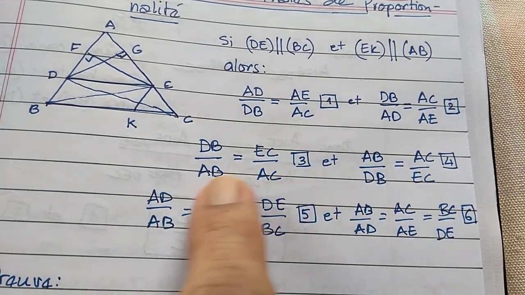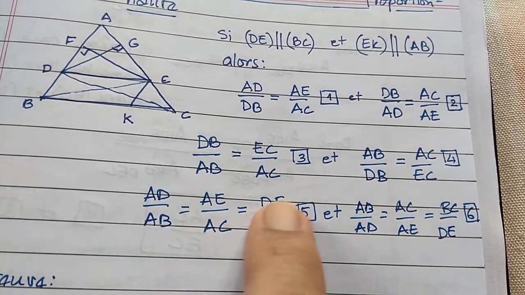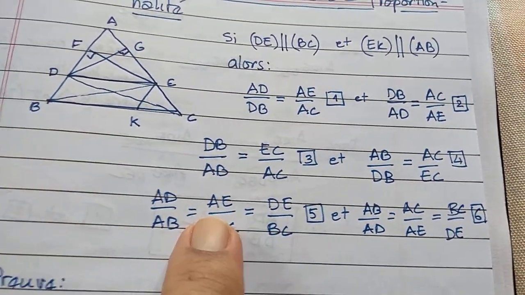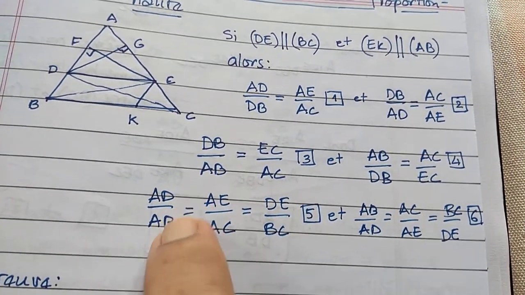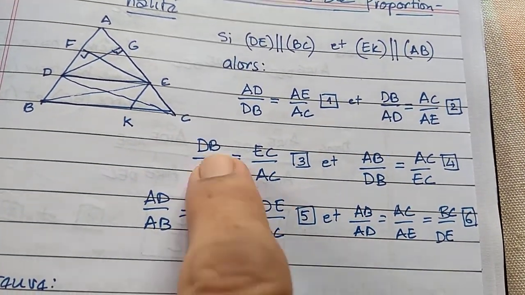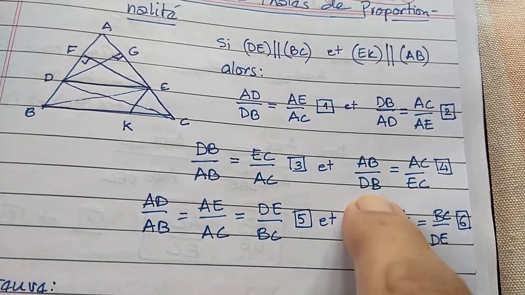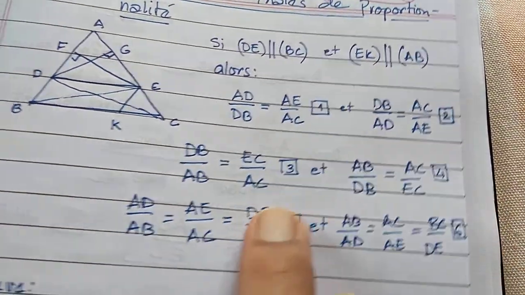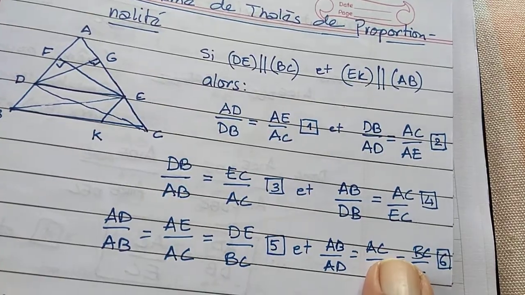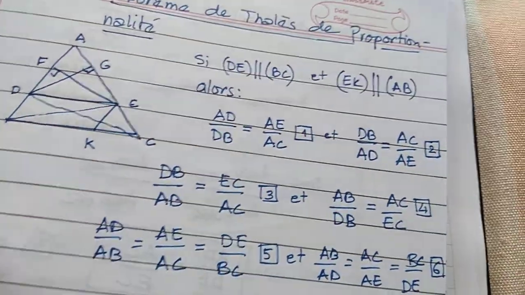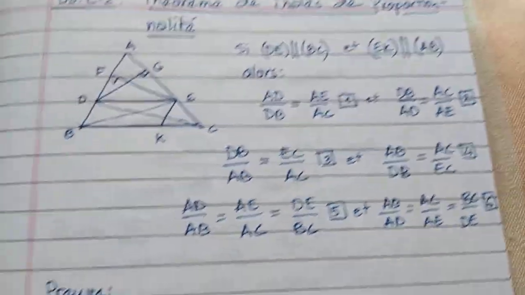This is the equation that we saw in our book. And these are only the reciprocals. AD sur AB, we made it AB sur AD. DB sur AB, we made AB sur DB. So basically 3 equations, and these are the reciprocals. That is, they are flipped. But anyway, we will not look at this.